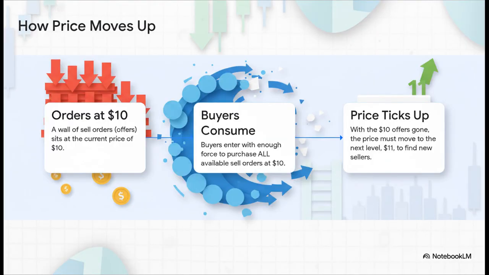Let's walk through how this actually works. Imagine there are a bunch of sell orders sitting at $10. Now, for the price to get to $11, buyers have to come in with so much force that they buy up every single one of the sell orders at $10. Once those are all gone, the market literally has no choice but to tick up to the next price where sellers are waiting. That is the only way price can ever go up.